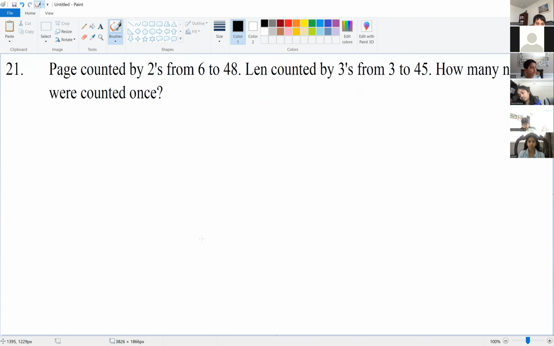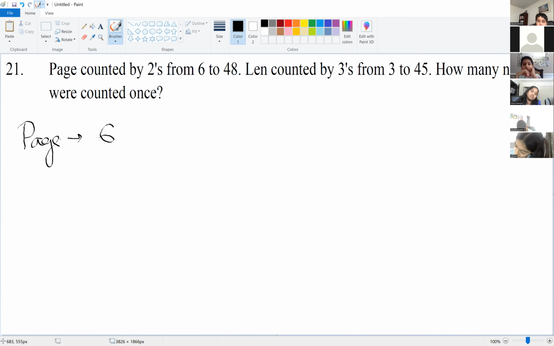Okay. Arush, number 21. Page counted by 2s from 6 to 48. Lean counted by 3s from 3 to 45. How many numbers were counted at least once?